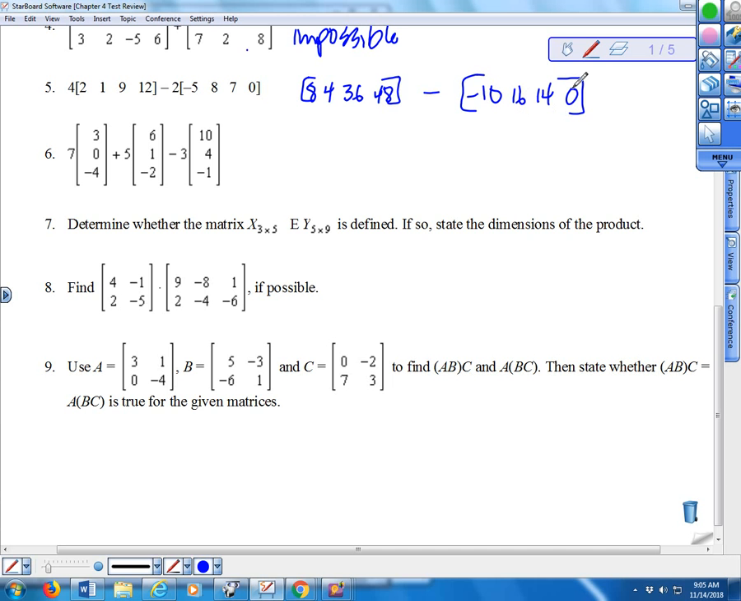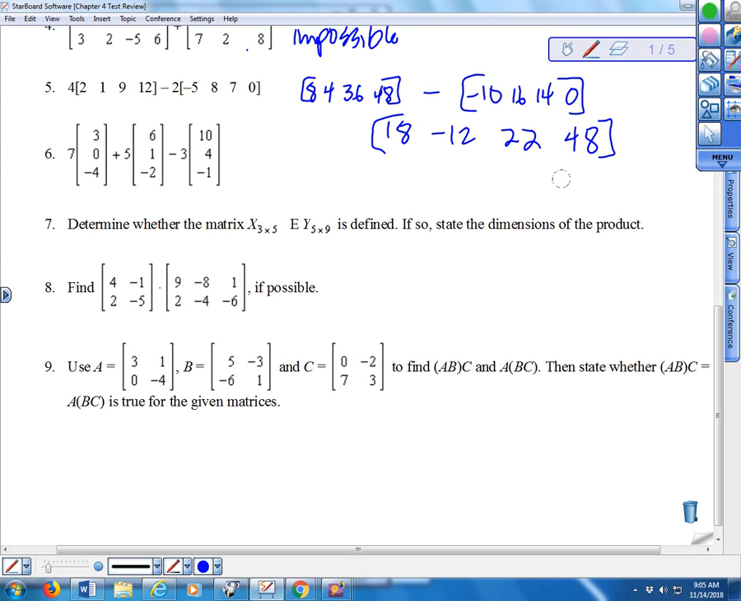You could have multiplied through by negative 2 and then added them. It works either way. I just decided to multiply by 2 and then keep the subtraction sign. So now I'm just going to subtract. 8 minus negative 10 is 18. 4 minus 16 is negative 12. 36 minus 14 is 22. And 48 minus 0 is 48. Questions on that one?